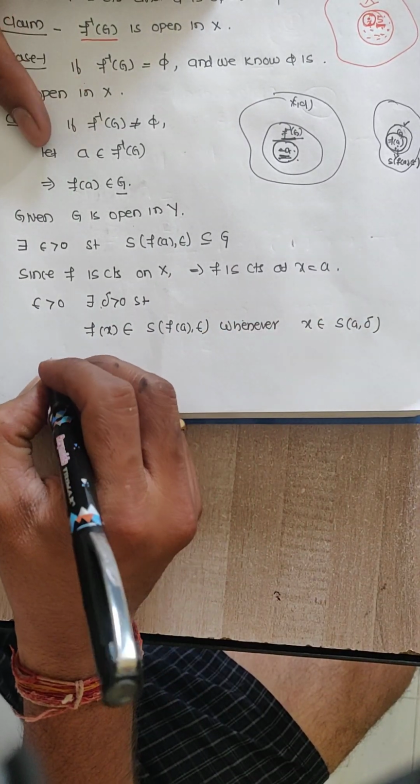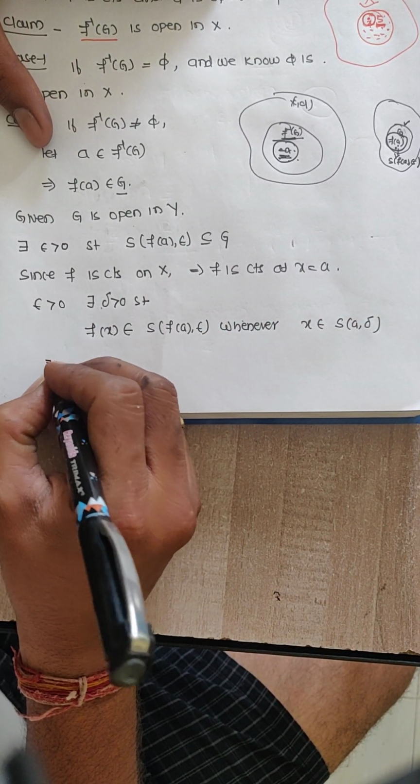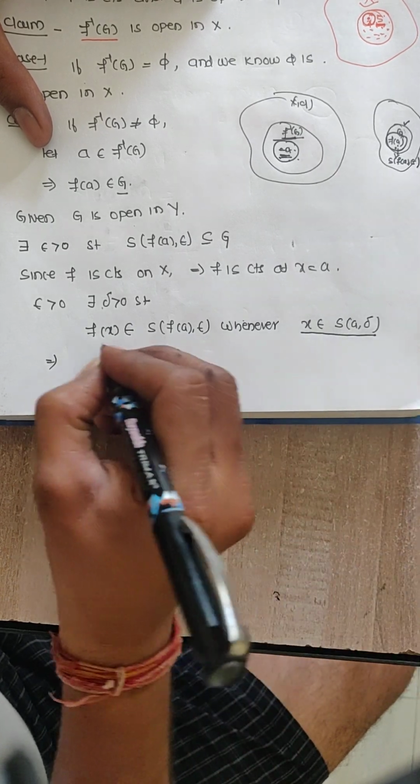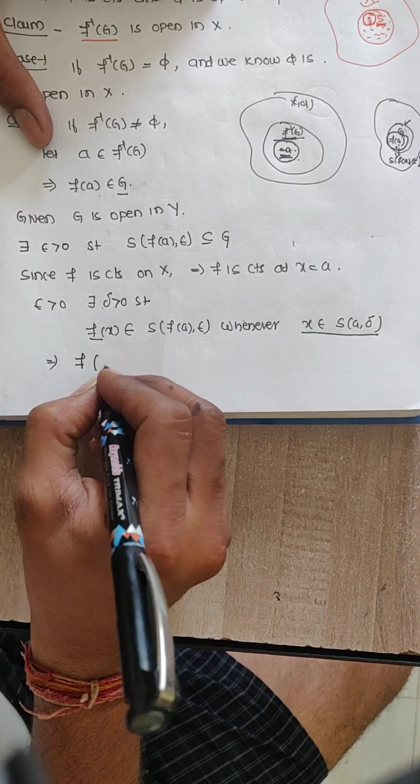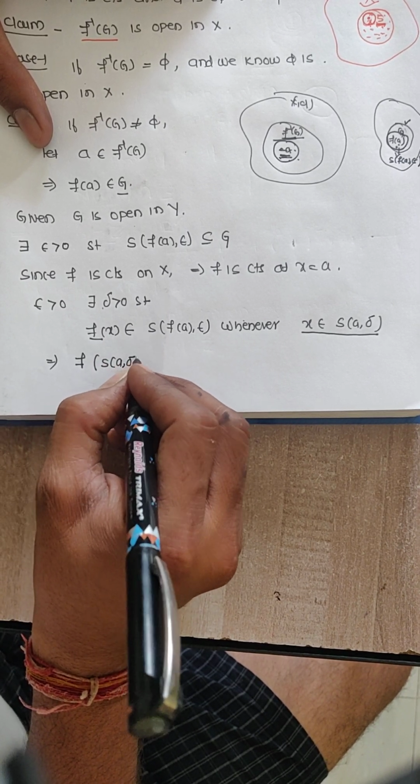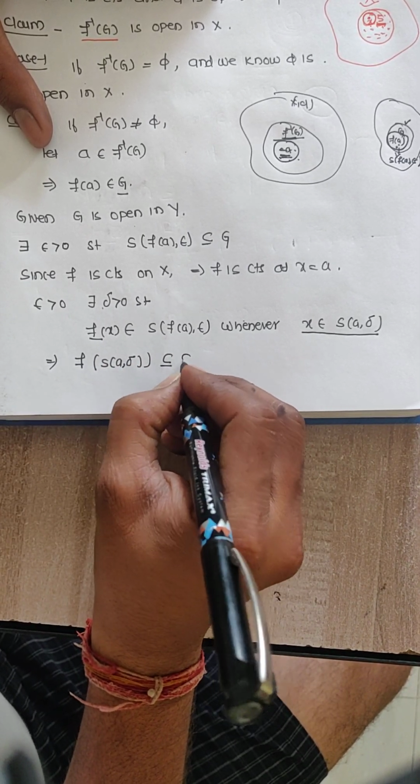So f(x) belongs to this ball whenever x belongs to this. This implies that for all x belonging to S(a, delta), f(x) belongs to S(f(a), epsilon). So the image f of S(a, delta) is contained in S(f(a), epsilon).